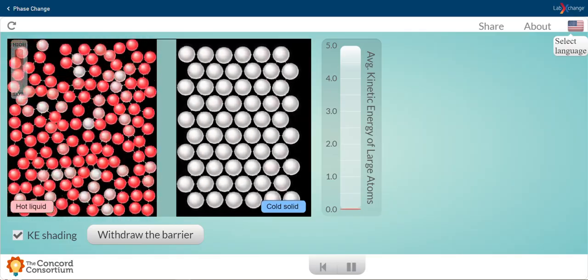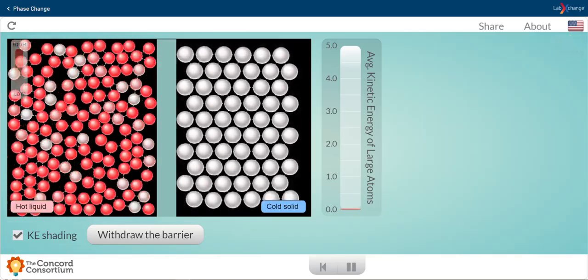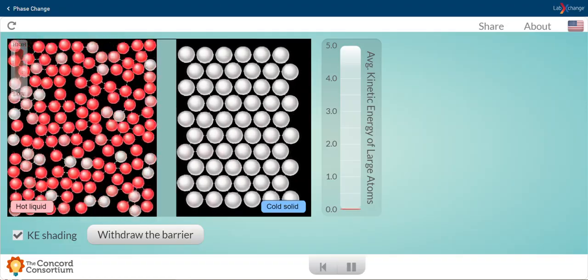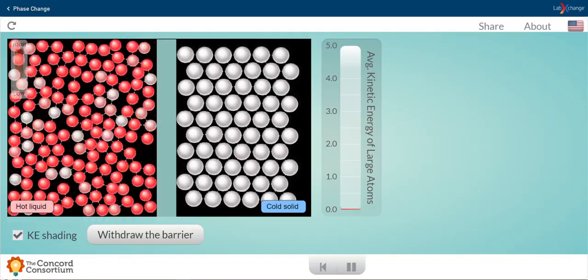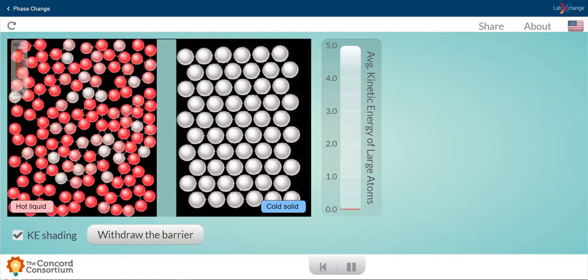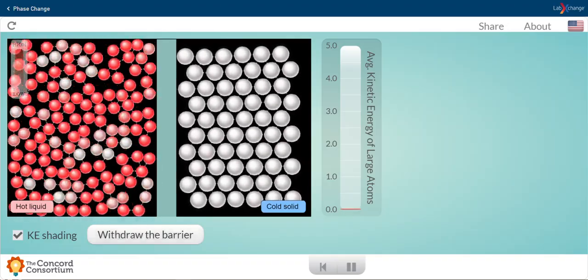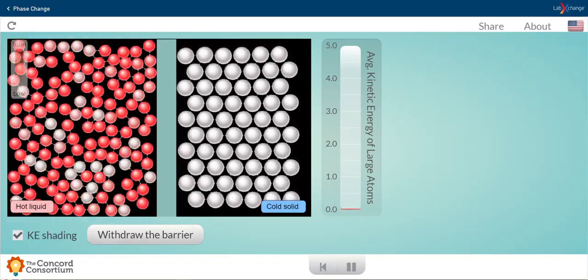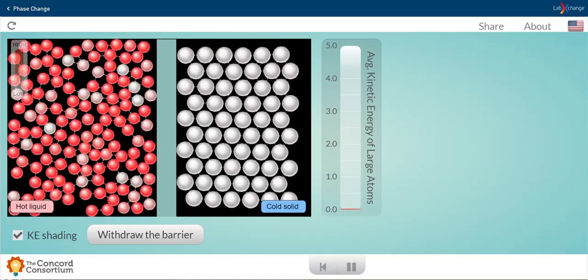In this next simulation, we're going to be looking at phase change. So on the screen, I have a hot liquid and a cold solid. And in just a couple of moments, I'm going to withdraw the barrier and allow these two to mix together.